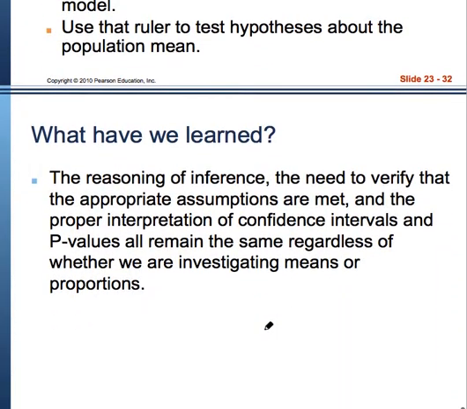Okay. So the reasoning of inference, the need to verify that the appropriate assumptions are met, and the proper interpretation of the confidence intervals and the p-values, that's exactly the same whether it's means or proportions. Okay. So that is the end of the information for Chapter 23. Make sure you have those formulas written down, and we'll go through plenty of examples over the next few days. Okay, that's it. If you want more information, you can go back and read the book, read the chapter, and gain another perspective on this information. Okay?